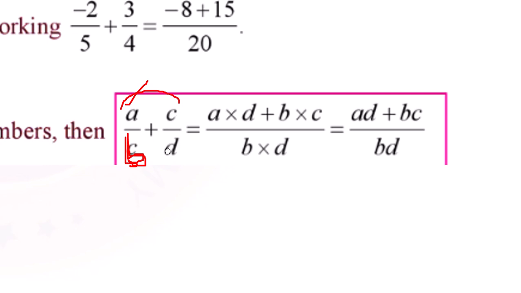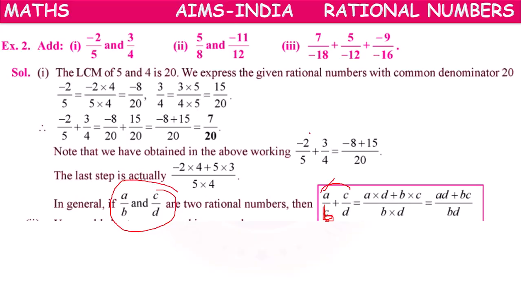While calculating c by d, d is already present and b is missing, so we have to multiply c with b. So a into d plus b into c by bd, or AD plus BC by BD. So without taking the LCM, we can do it directly here.